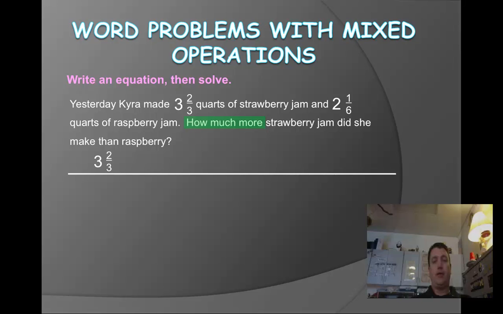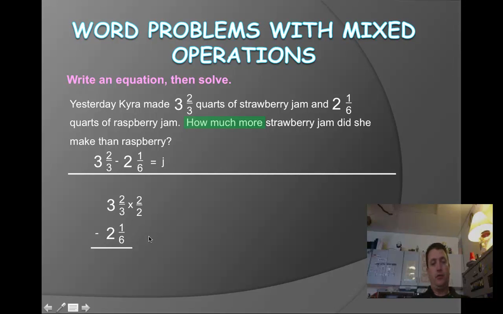Okay, so when I came up with my algebraic equation, I've got 3 2/3 minus 2 1/6 equals j. I use that for jam. You could use any letter. It doesn't really matter. Okay, so the first thing I notice when I go to stack this up is that I don't have equivalent fractions, so I can't really subtract this until I do. I've got to make thirds into sixths.